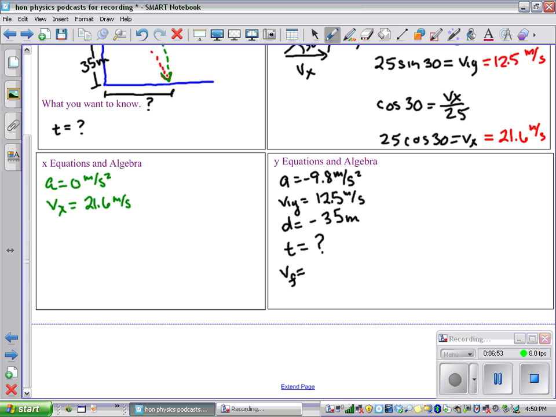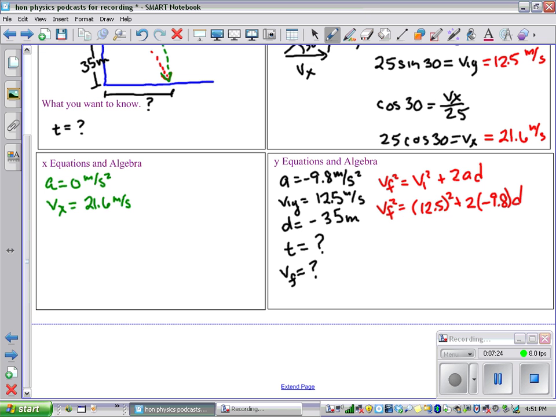Not that there's anything wrong with the quadratic equation, but it does take a lot of time and algebra to solve it out. So we'll use this one, VF squared equals VI squared plus 2AD. VF is what we're solving for in this case. VI is 12.5 squared plus 2 times negative 9.8 times d.